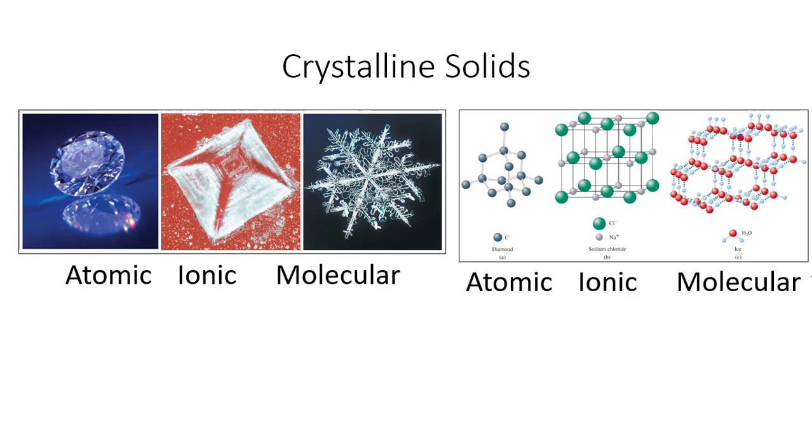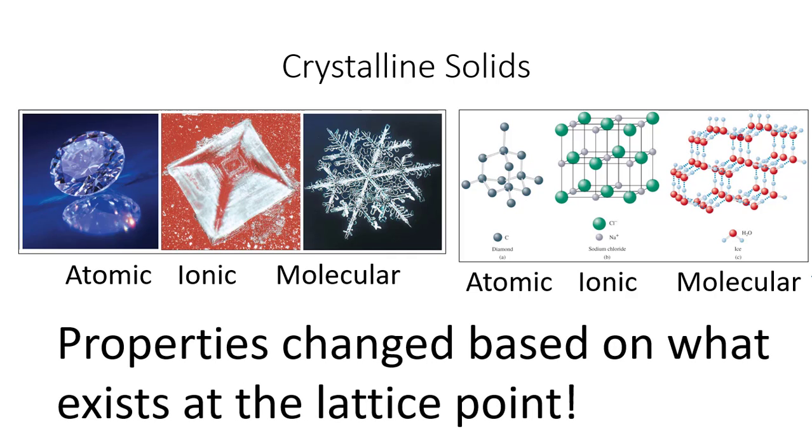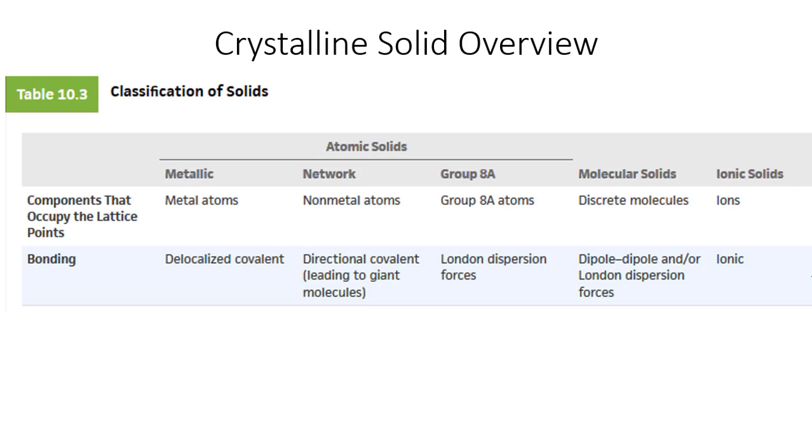And then molecular structure. Here's water, where water is present at the points of the crystalline solid. And so there you see a nice pretty snowflake. But the idea still exists that the properties of your crystalline solid are going to change based on what's existing at that lattice point. So if you have an atomic crystalline solid, an ionic, or a molecular, that lattice point is going to tell you the properties of the solid as a whole.